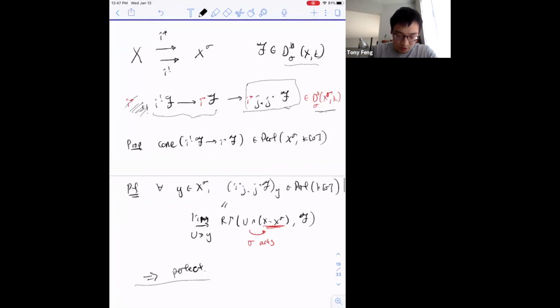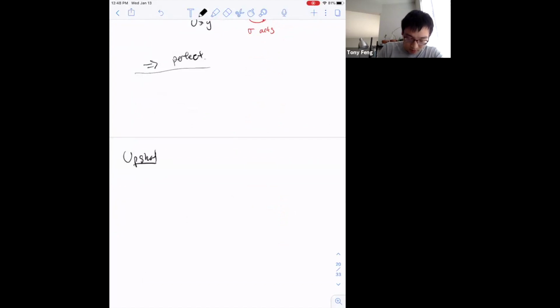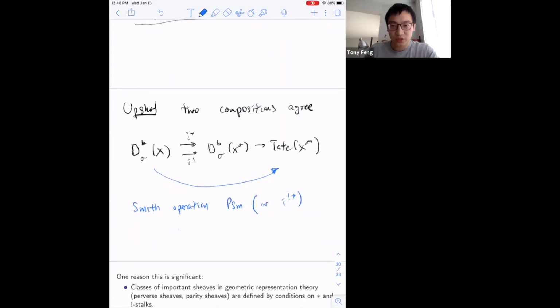So as I say, therefore, these two restrictions, although they differ, become the same in the Tate category. So the upshot of this is that the two compositions agree: the star restriction and then projection to the Tate category, or the shriek restriction and projection to the Tate category. And we're going to call this composition the Smith operation, which is called PSM, or i upper shriek star, to emphasize that it's both the shriek and the star.